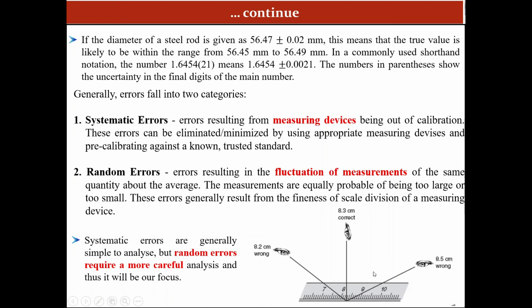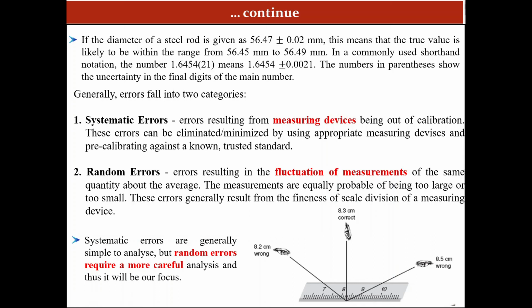Okay, so this is an example of the errors that we have. The correct value is 8.3 centimeter, but one person on the left side and the other person on the right side read differently. The left side reads 8.2 centimeter. The right side reads 8.5 centimeter. So this is also an error. In the laboratory, there is personal error. This is an example of personal error that we face.